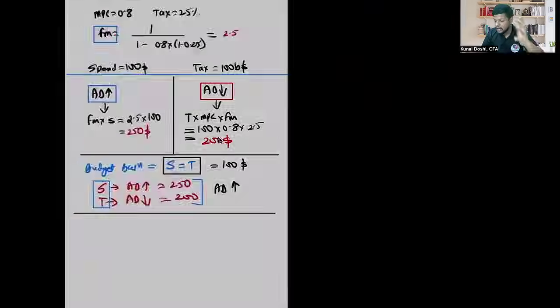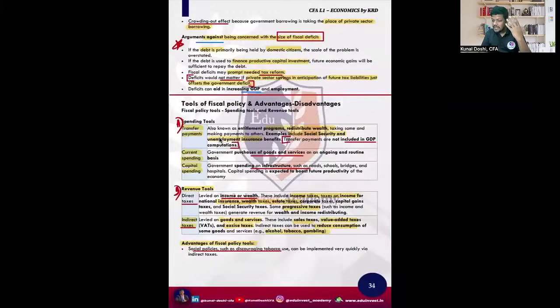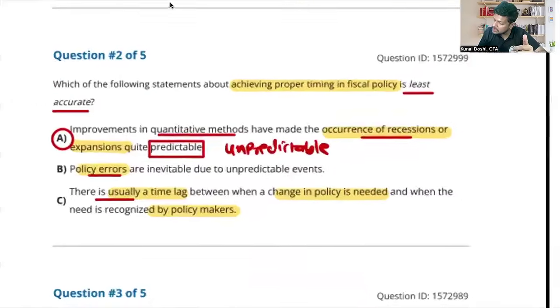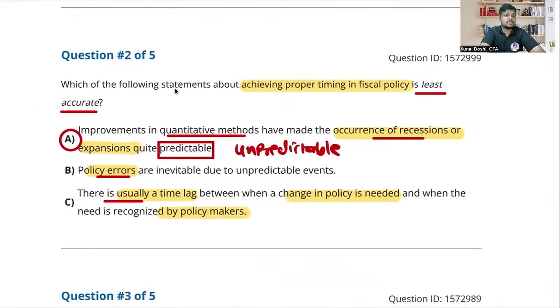So fiscal policy and monetary policy are two related, but we covered fiscal policy first, and now we'll move to monetary policy. Understood till this point? Yes, I have a doubt on question number 2. What is question number 2? Yes, please. Remember, in question number 2, you are looking for what? You're looking for the wrong statement, right? What is the wrong statement here?